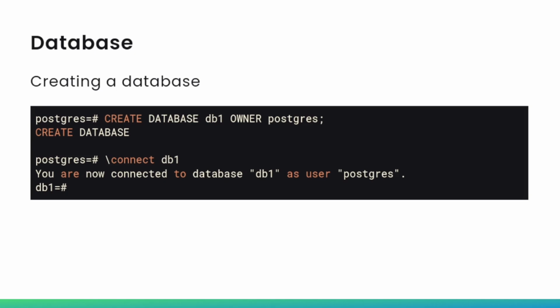To connect to this database, we can use the \connect command with the name of the database, db1. We can see a nice prompt: you are now connected to database db1 as user Postgres. This tells us exactly what database we are connected to and with which user. You can also see that the PSQL prompt changes with the name of the database. Previously, it was Postgres, the default database that comes with every installation, and now it's db1 because we are connected to db1.